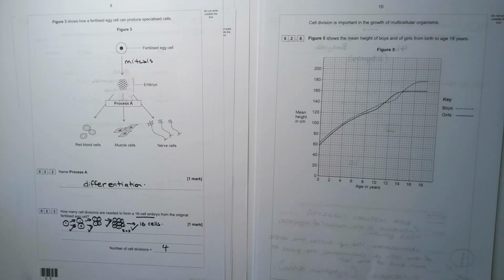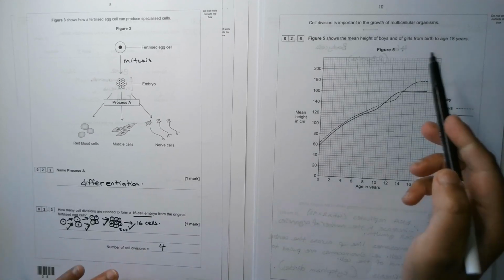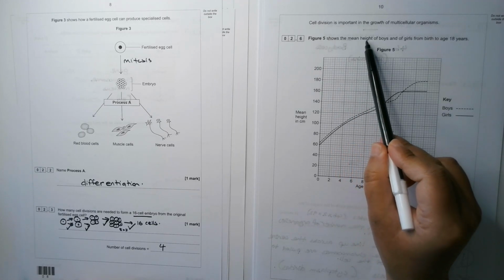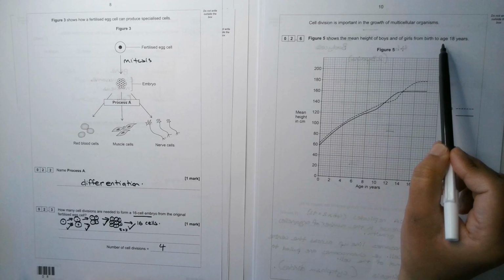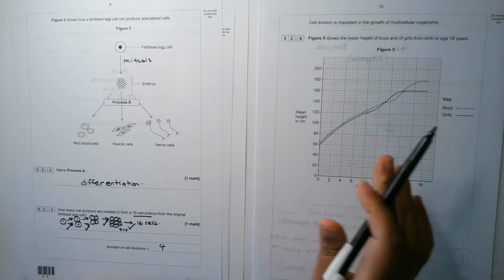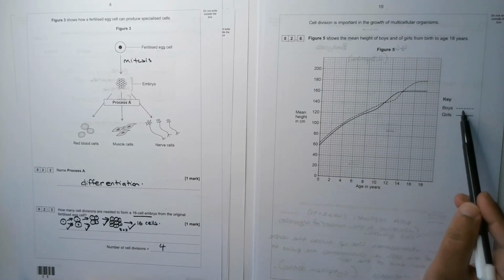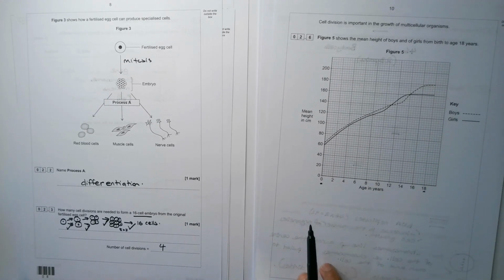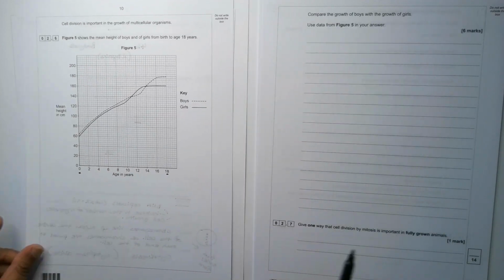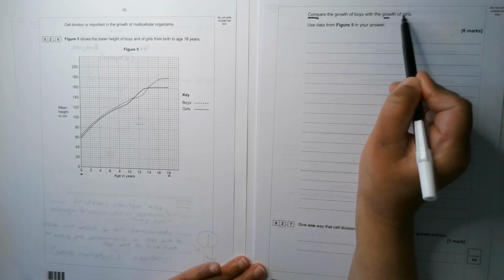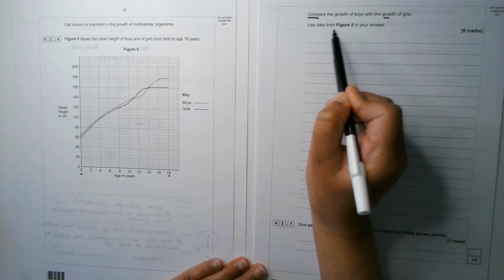Okay, so 2.6, a 6 marker question. Cell division is important in the growth of multicellular organisms. Figure 5 shows the mean height of boys and of girls from birth to age 18 years. So take your time, have a look at that graph. My bold line is girls, my dashed line is boys. Age in years, I'm going from 0 to 18 years. And then I've got my mean height in centimeters. Compare the growth of boys with the growth of girls. Use data from figure 5 in your answer.